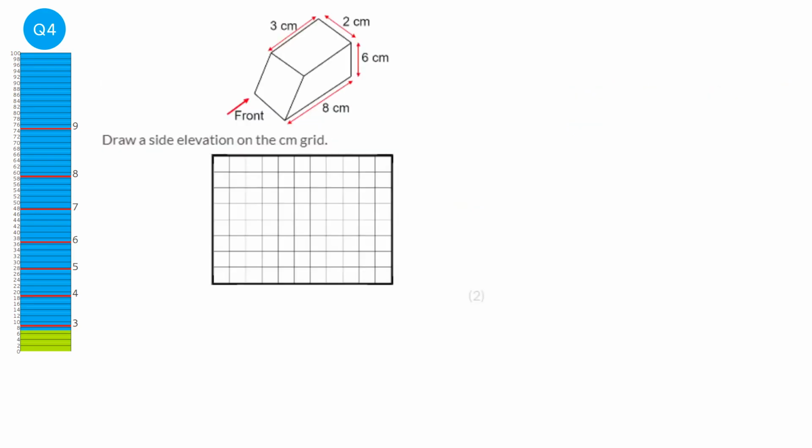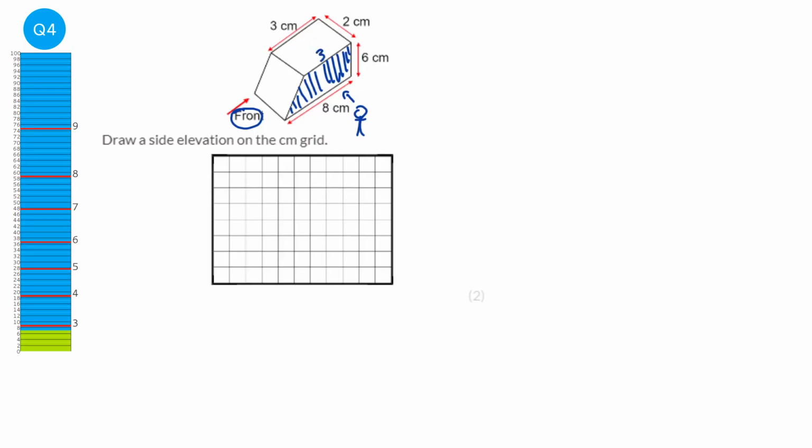A side elevation is the view you'd get if you were standing at the side of a shape. So I'm standing here and it's the view I'll get. Well, it would be this trapezium here. And to know which side is the side and which one's the front, well, the front is always going to be labelled. They do normally label the sides as well for you. So we're going to draw this trapezium.